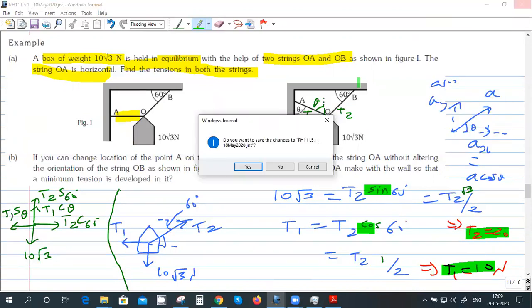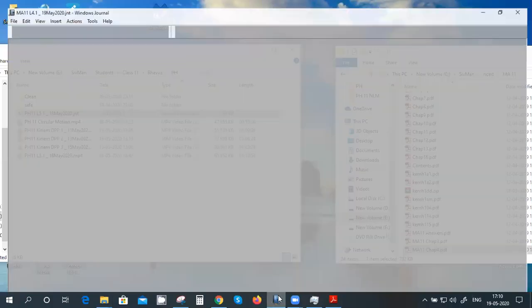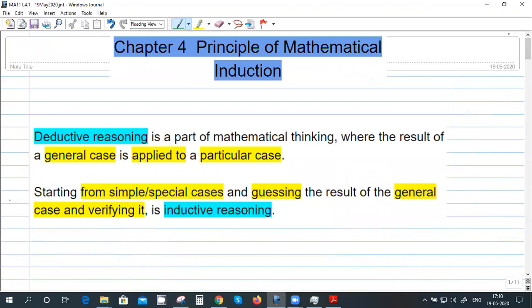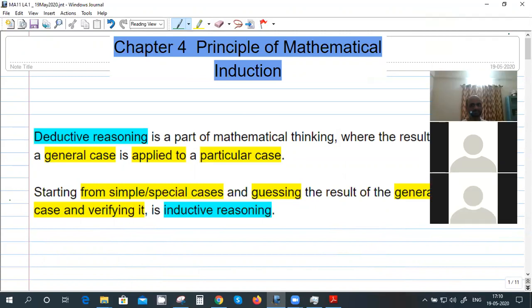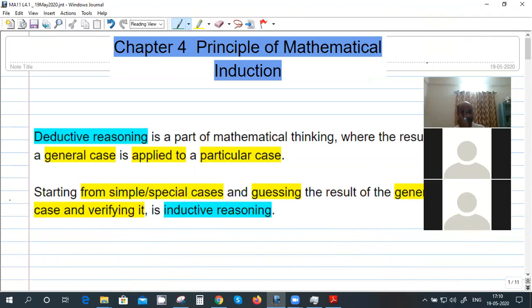Okay, so we go for today's class. Today is principle of mathematical induction. You heard of this term, mathematical induction? No, sir. Okay, right. Let me start with a specific example.